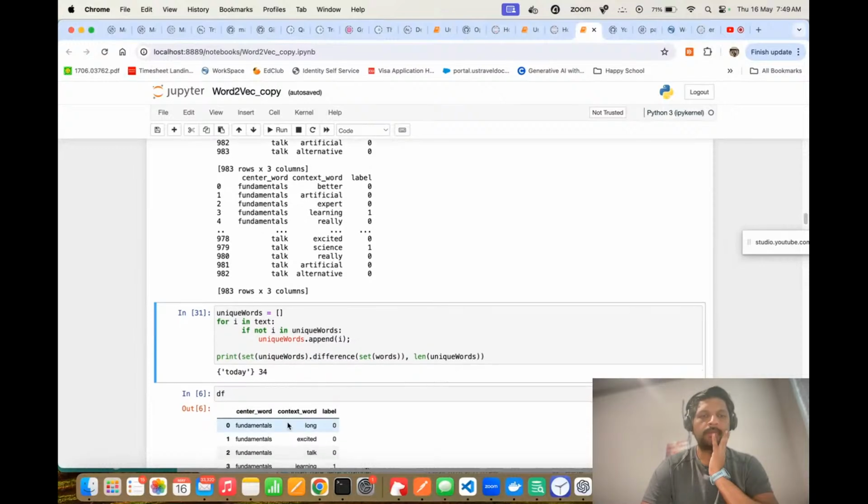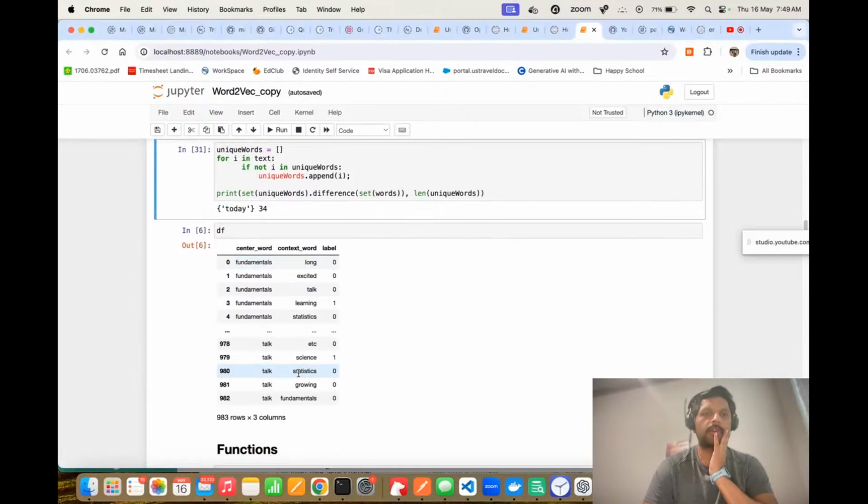Now moving on. Yeah, good. He's looking at... No, this is my code. I was just looking at the unique words in this output.